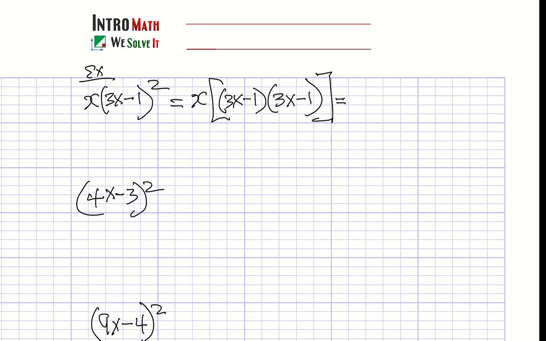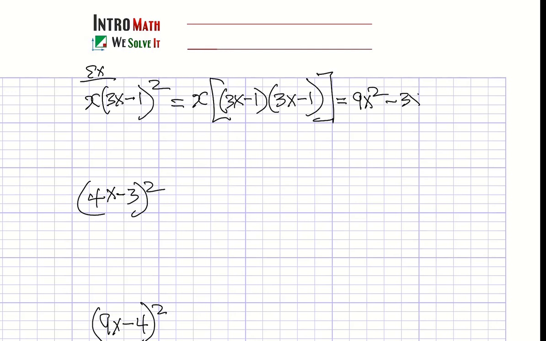So we deal with that. What do we get? 3x times 3x, you get 9x squared. 3x times negative 1, you get negative 3x. Negative 1 times 3x, you get negative 3x. Negative 1 times negative 1 becomes positive 1. So you simplify. That's the same thing as 9x squared minus 6x plus 1. You see that, right? We did it right.